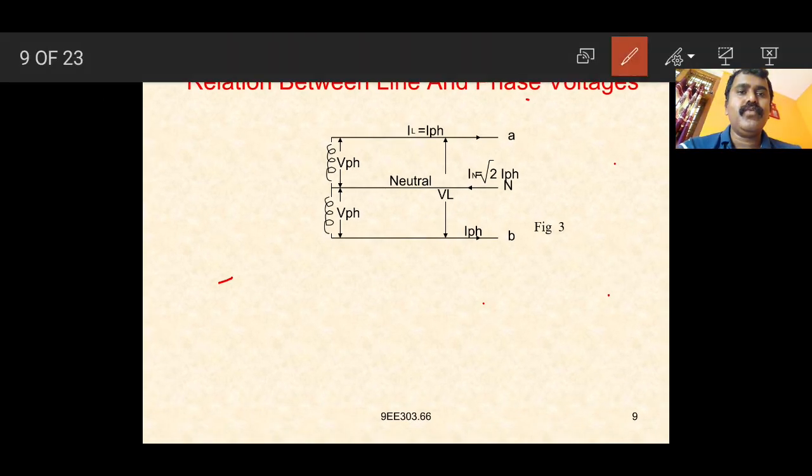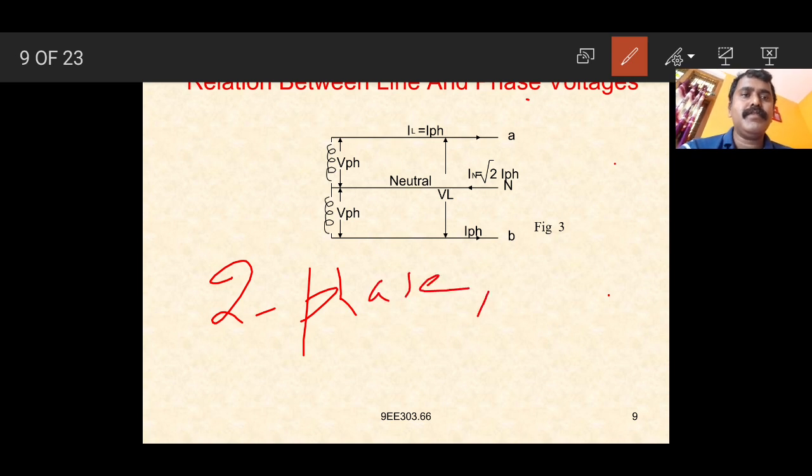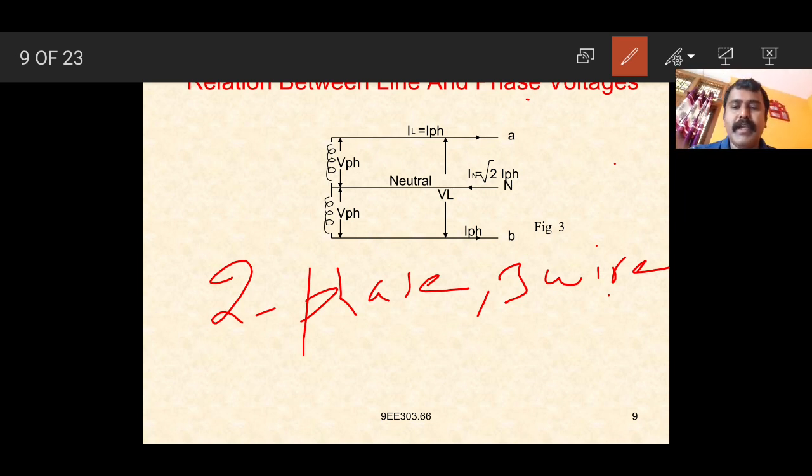We can say it is a two-phase three-wire system here. Whereas in the two-phase three-wire case, the outers carry current IL is equal to I phase. The voltage between the outers and the middle wire are EL is equal to E phase.